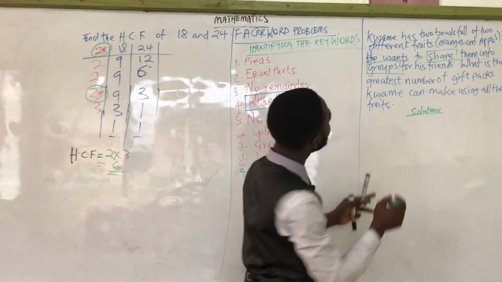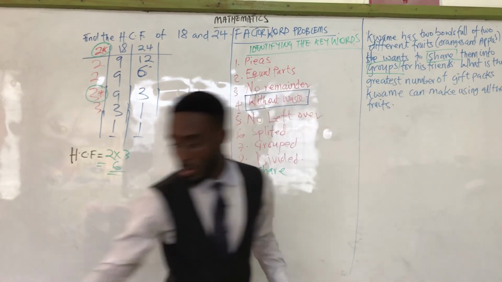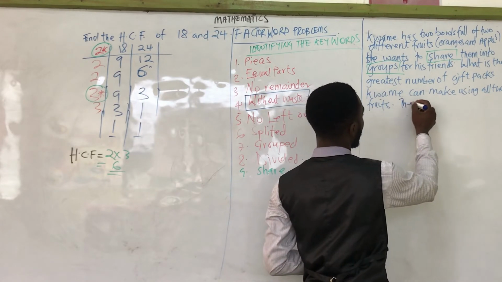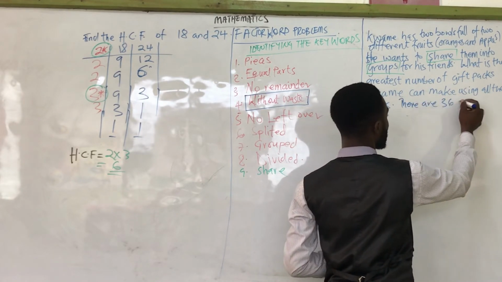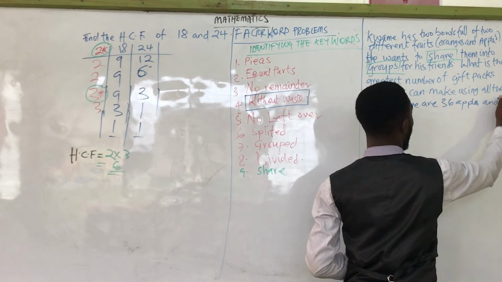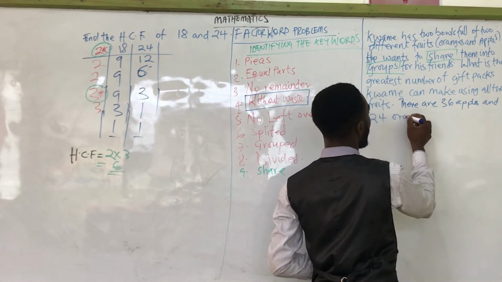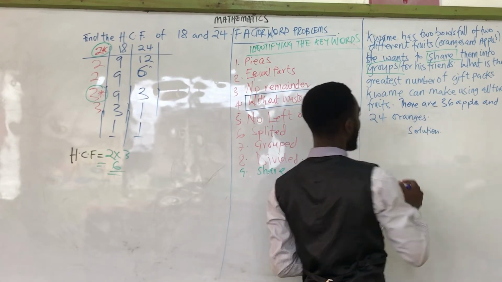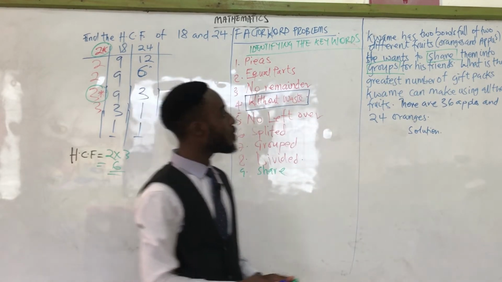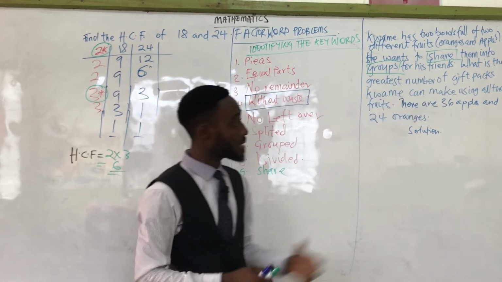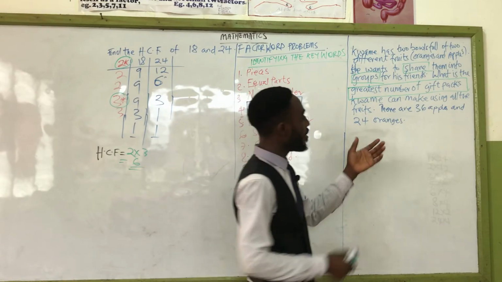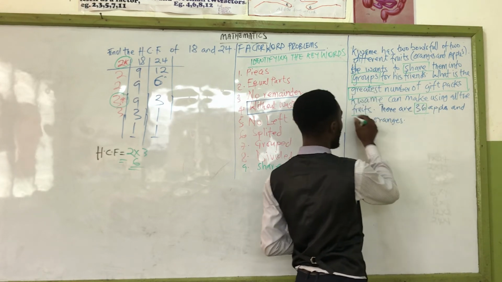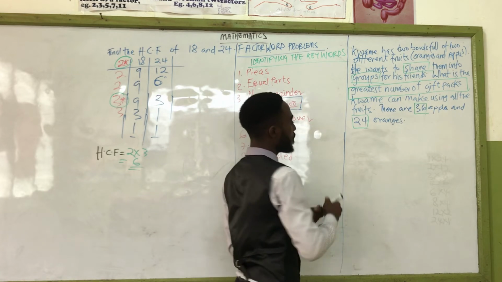Now, so he has, so the question says that there are 36 apples and 24 oranges. So quickly we identify the words group and share. So just while we are looking at factors, there are 36 apples and then 24 oranges. So let's go with solution.